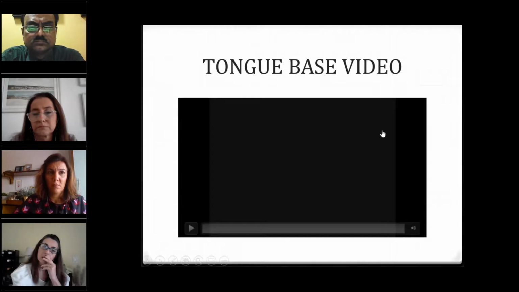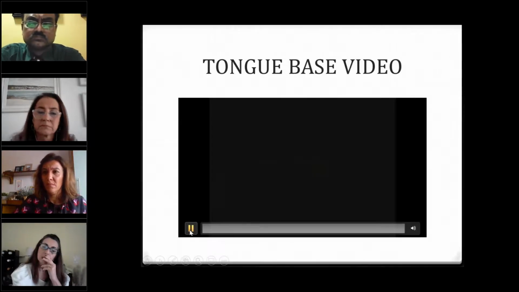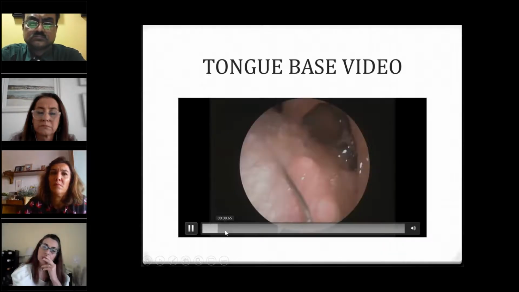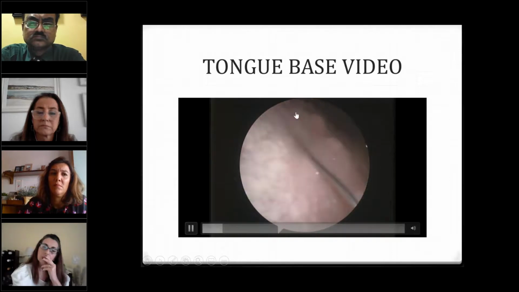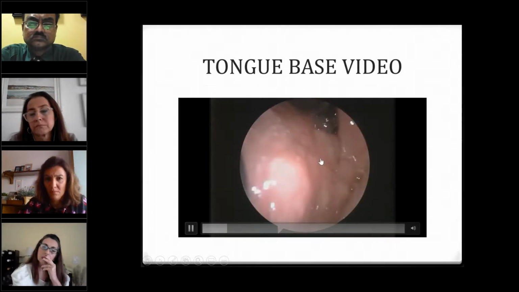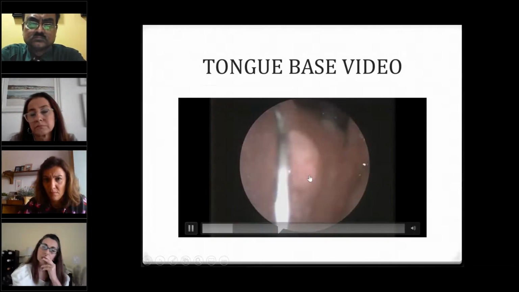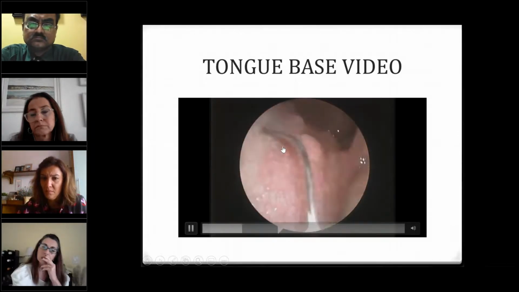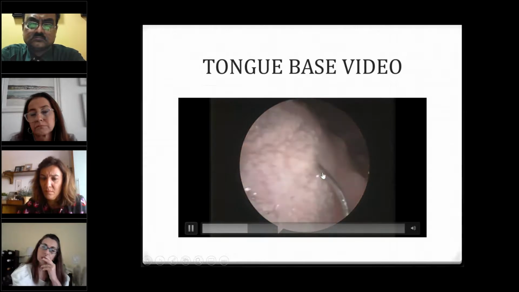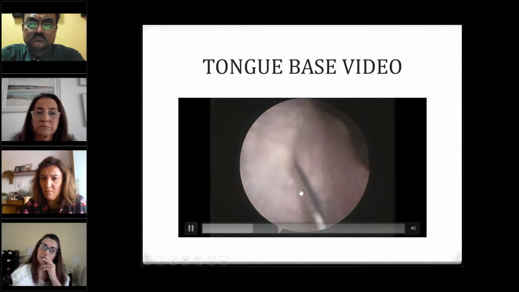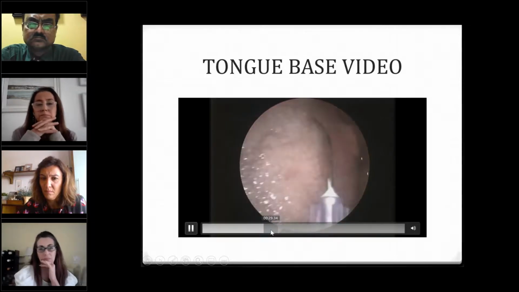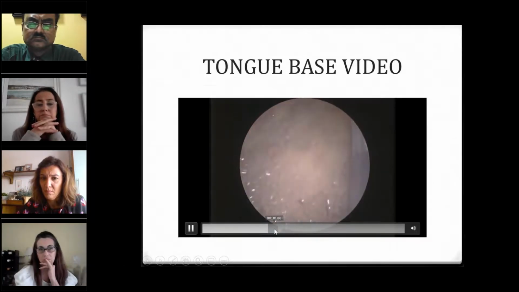Here's a short clipping. We'll move it faster. Here first we are giving local anesthesia to the posterior part of the tongue with a curved bent needle to aid giving local anesthesia. So injecting it here. That's first giving of local anesthesia to the tongue base.